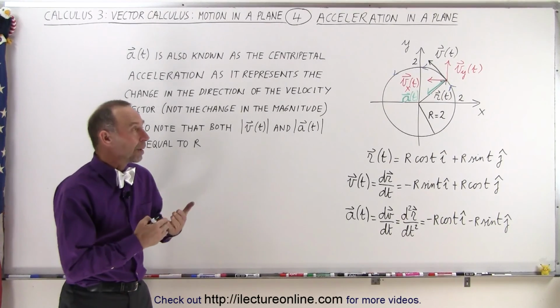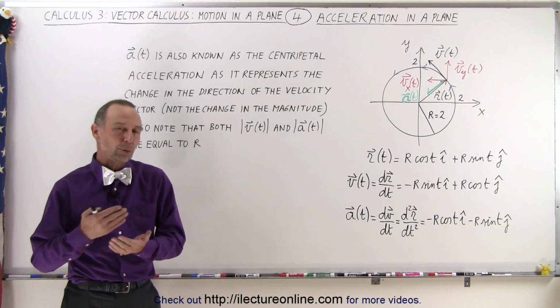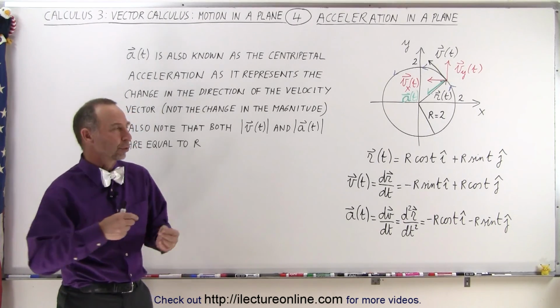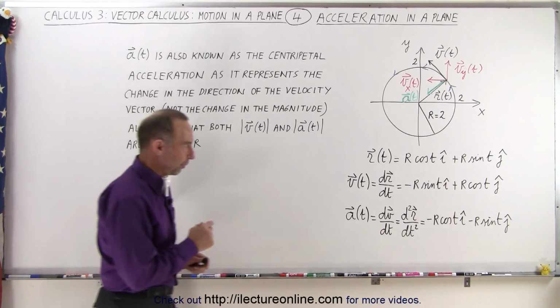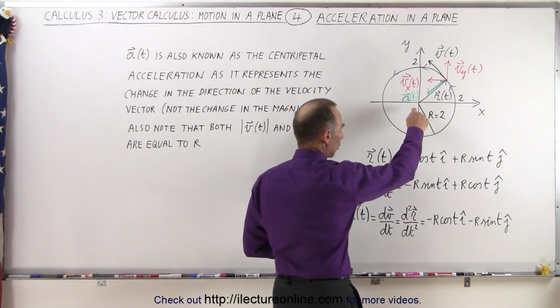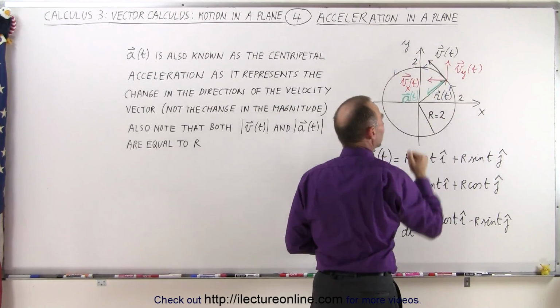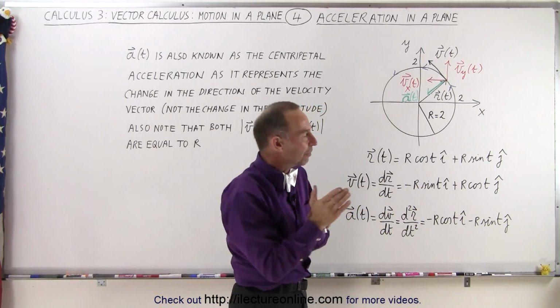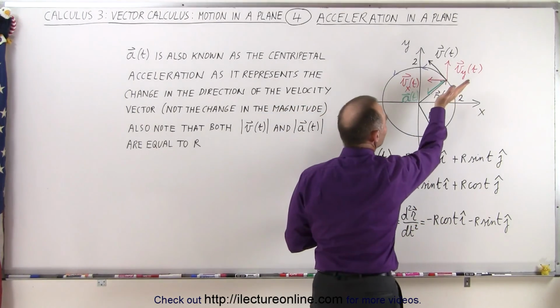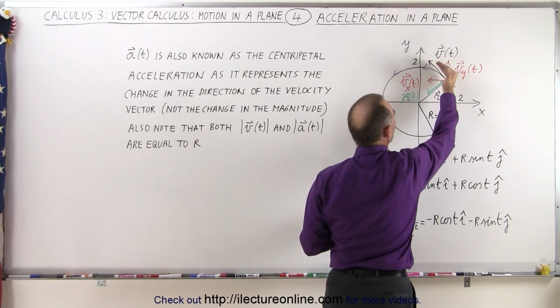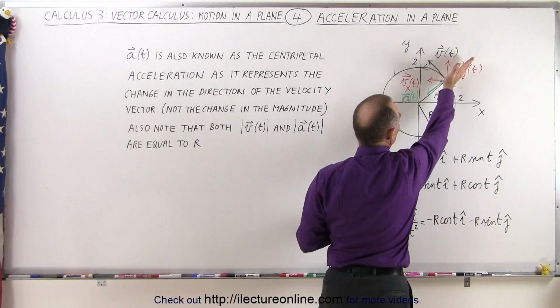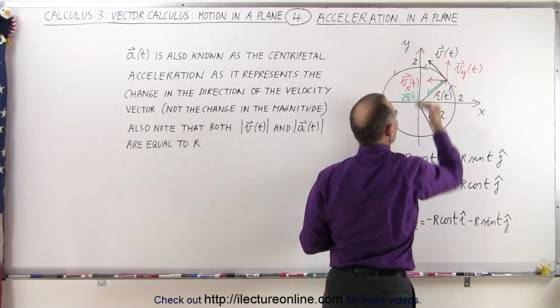Here we're going to describe acceleration in a plane, and we're going to use motion around the circle to describe it. First of all, we have a position vector from the origin to a point on the circle. Then we have a velocity vector, and to find its direction, there's a 90-degree counterclockwise angle change from the direction of the position vector to the direction of the velocity vector.